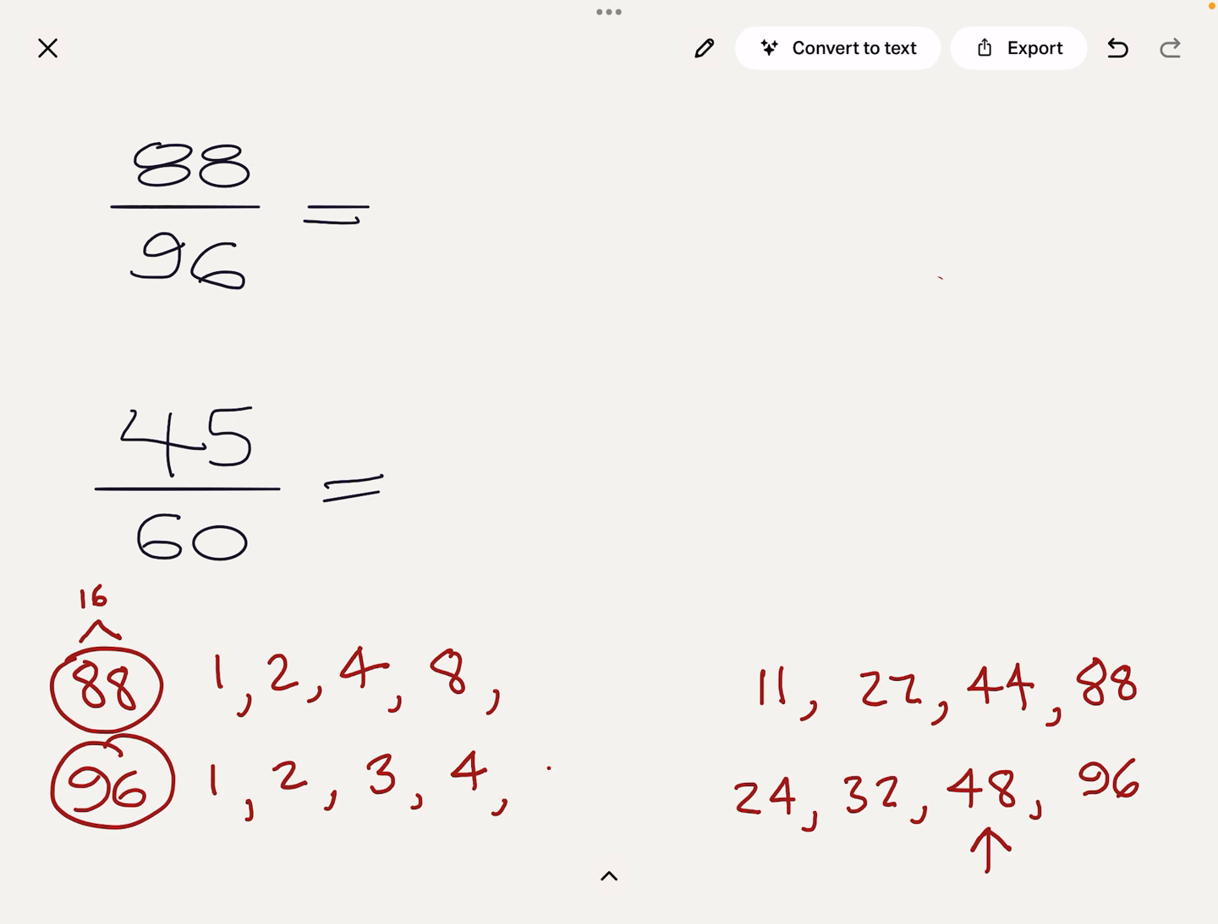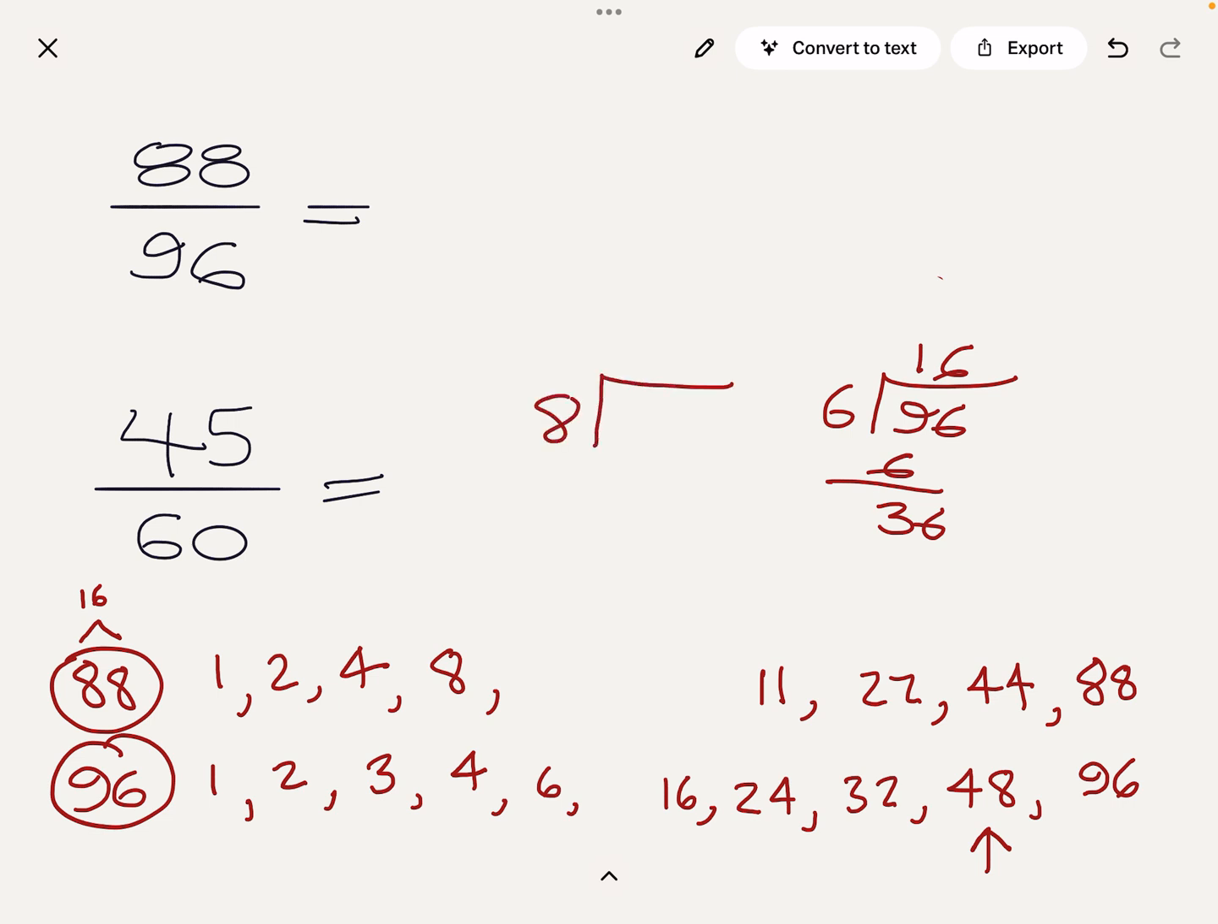5 does not go into it because it doesn't end in a 5 or a 0. 6 goes into it. How many times? Well, we'll have to go over here and do a little quick long division. 96, so my goodness, let's see. 16 times. So 16 and 6. And 7, I don't think 7 goes into it, but we'll come back to that if we need to. 8 goes into it, but how many times does 8 go into it? Let's see if we can figure that out. So we'll do a little long division here. 8 times 12.